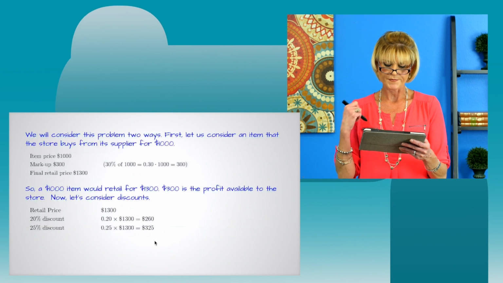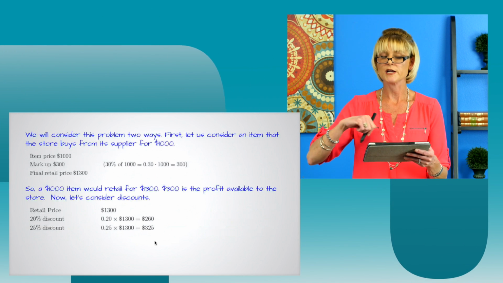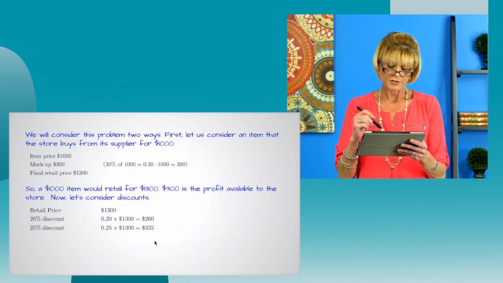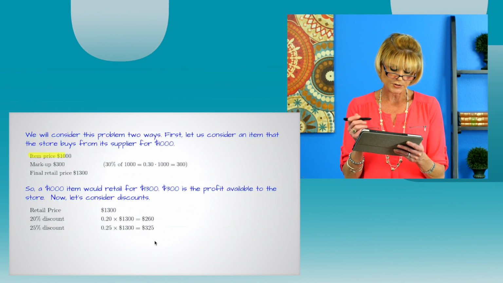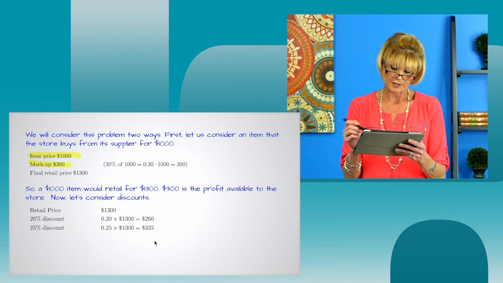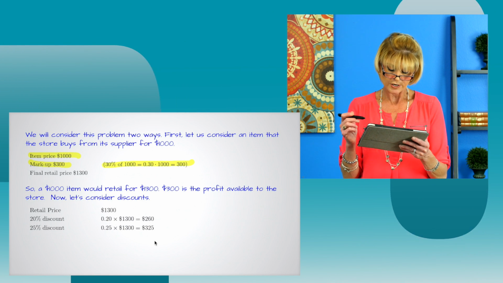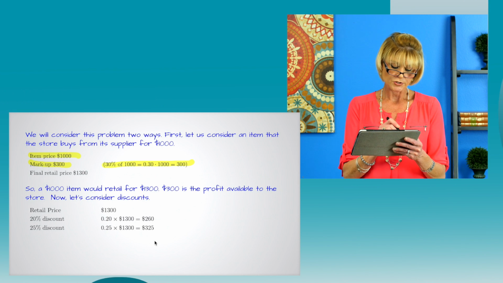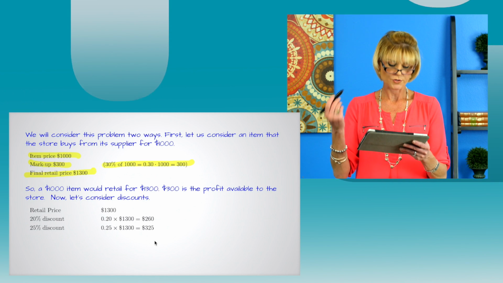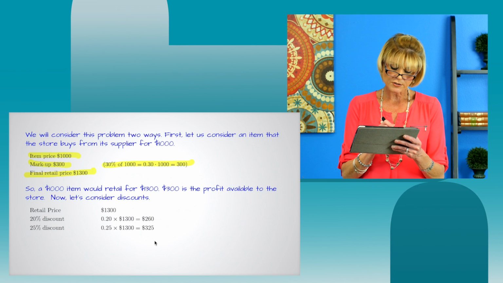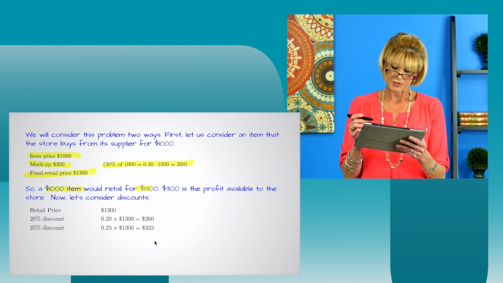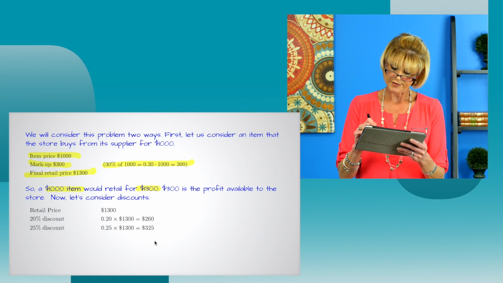First, let us consider an item that the store buys from the supplier. We're going to pretend that it's $1,000. So the item price is $1,000. The markup is $300. 30% of 1,000 equals 0.30 times 1,000 equals 300. So the final retail price would be $1,300. So a $1,000 item would retail for $1,300. $300 is a profit available to the store.